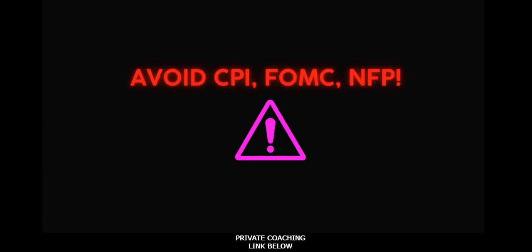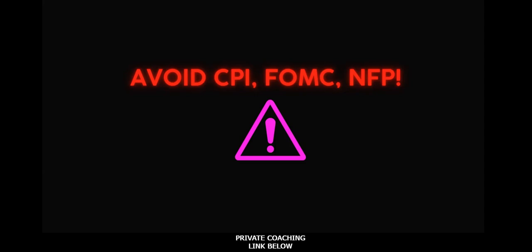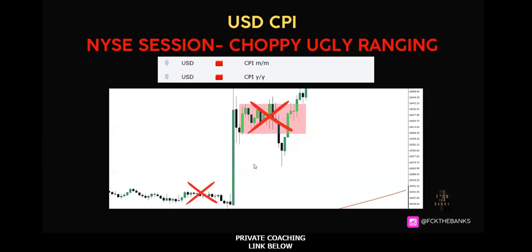Also, an important tip is to avoid the very high impact news such as CPI, FOMC, and NFP. Because the market is going to be very, very choppy, and it's going to be very difficult to trade before and after the news. Obviously trading the news is not recommended because you can blow your account in a matter of seconds. This is what I was talking about. As you can see, this is before the news, this is the news itself, and this is after the news. It was very choppy before and after.